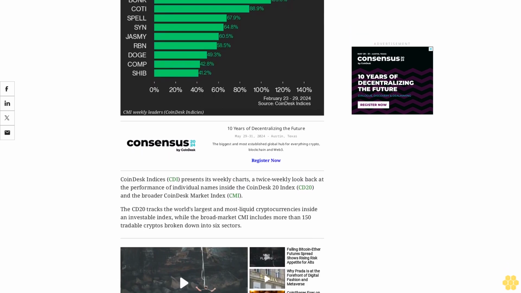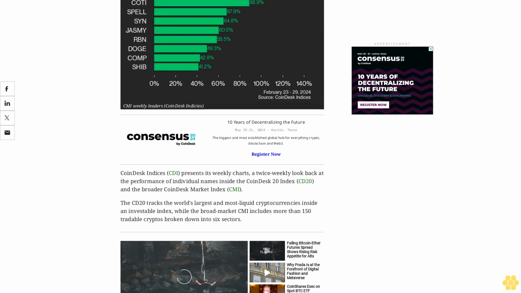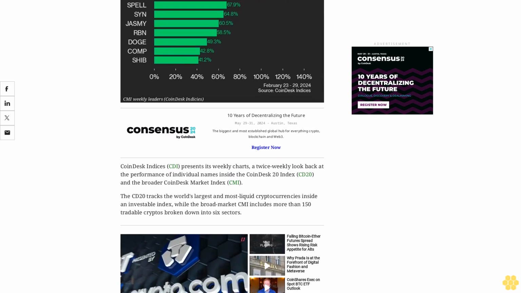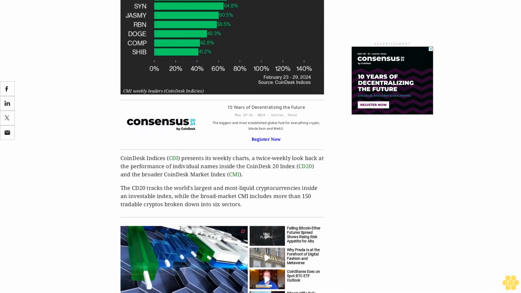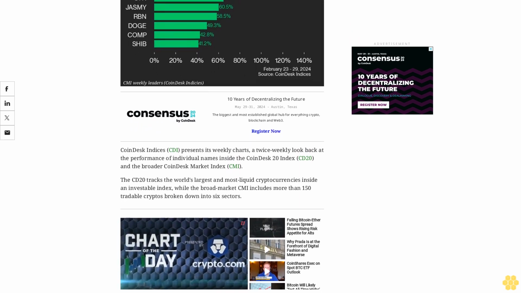The CD20 tracks the world's largest and most liquid cryptocurrencies inside an investable index, while the broad market CMI includes more than 150 tradable cryptos broken down into six sectors.